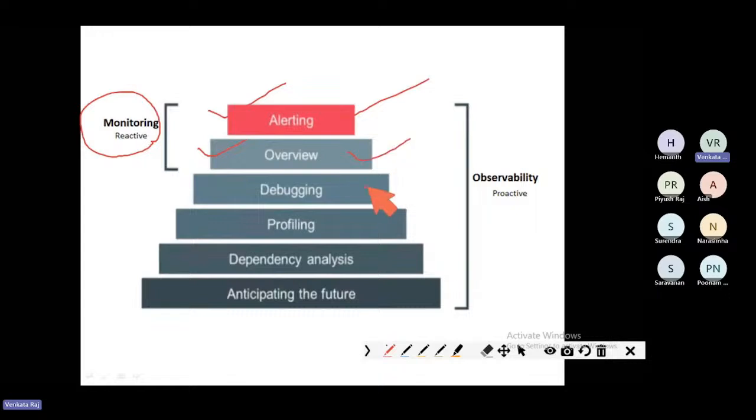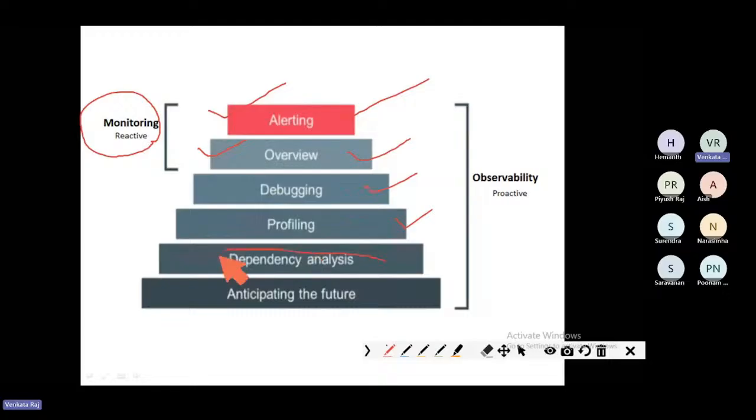We are trying to debug. We are trying to find out the root cause. Profiling, guys, we do profiling also, to find out, for example, there is an expensive SQL, or how much time it is taking to execute this SQL, or why it is taking longer time. So basically, using the profilers, we do that.